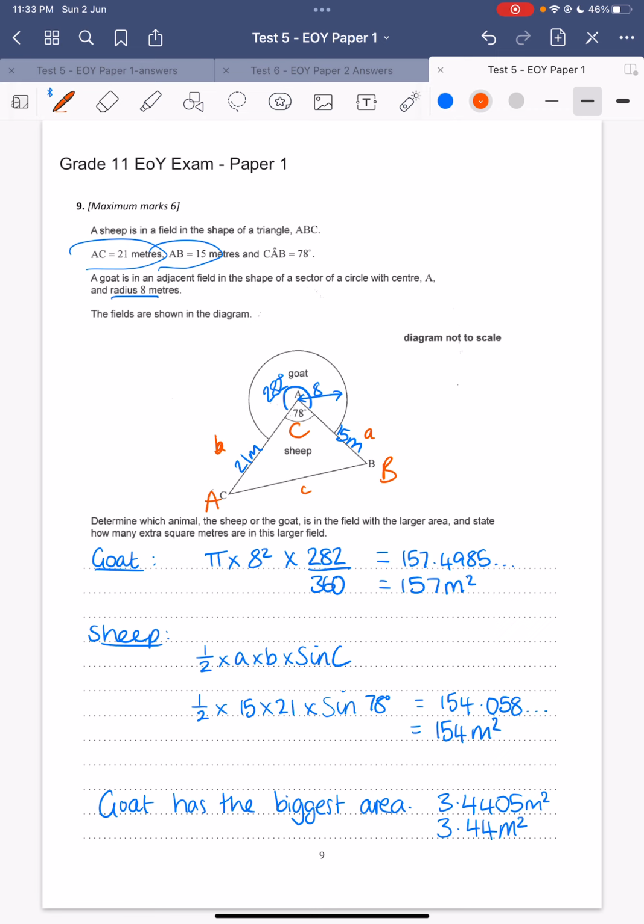So for this question, it was worth 6 marks in total. There is 1 mark for the calculation of the goat, and then for the answer. There is 2 marks for the correct calculation of the sheep, so method 2, and 1 for the answer, and then there is 1 for the reasoning and the answer at the end. So we needed to see 3.44 and that the goat has the biggest area.